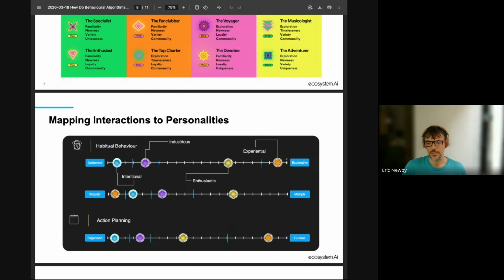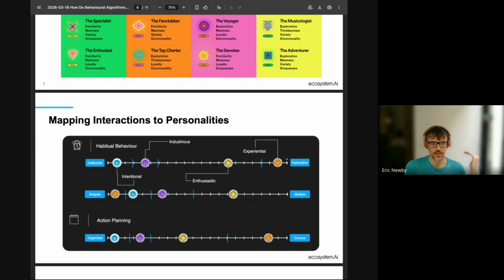So in the same way that Spotify have exploration, timelessness, loyalty, commonality, we have these: intentional, industrious, enthusiastic, experiential. We found these are often quite useful dimensions to look at in the space of you engaging with the company. And we then say, build out a set of indicators.